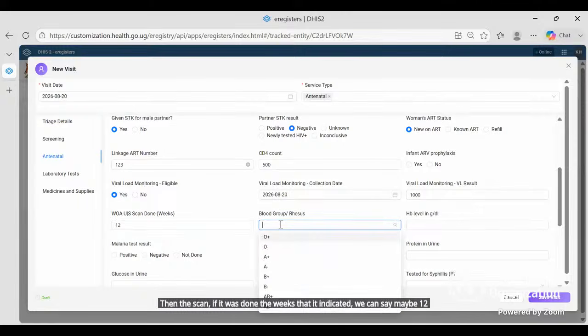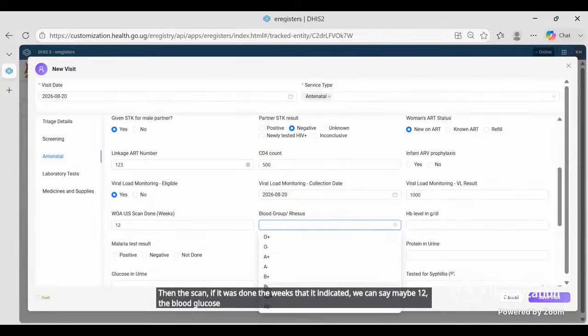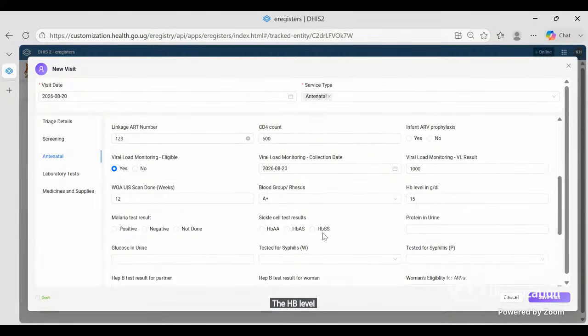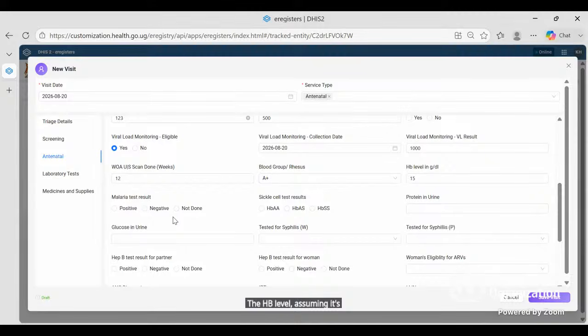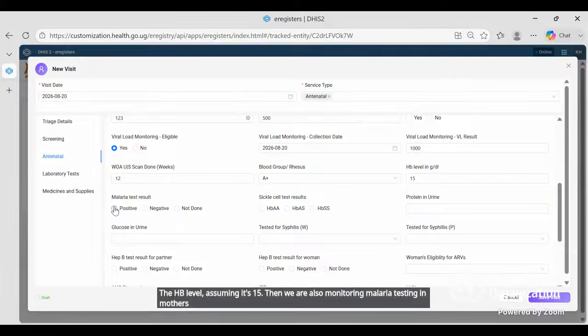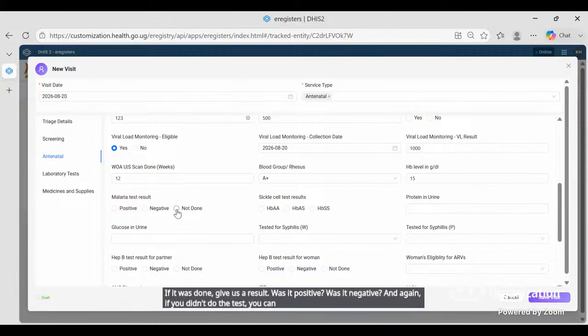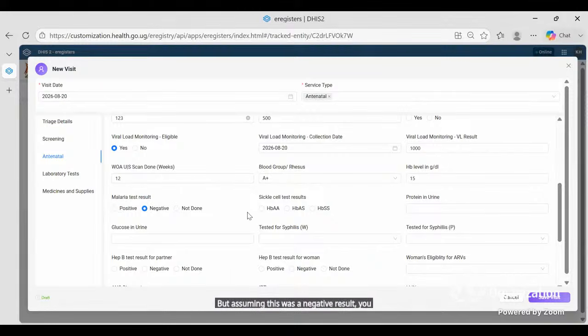The blood group and rhesus, we have these options, assuming this is a positive mother. Then also the HB level, assuming it's 15. Then we are also monitoring malaria testing in mothers. If it was done, give us a result. Was it positive? Was it negative? And again, if you didn't do the test, you can also record that the test was not done. But assuming this was a negative result, you can always select any that is applicable.